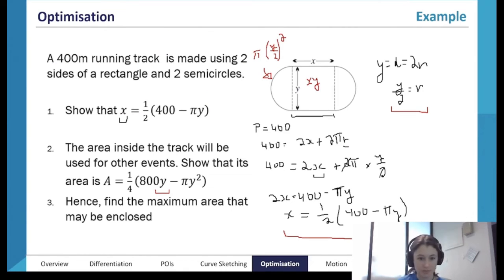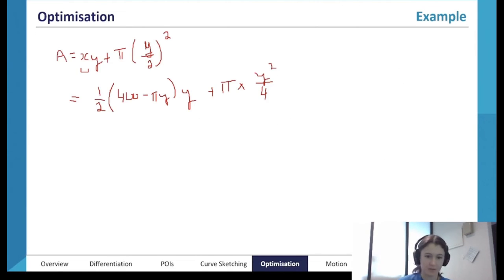So this is everything we've got now. Now we just need to prove that our area is going to be equal to this form of the equation here. So we just need to rearrange it. So we need to factorize out a quarter, and then we need to simplify everything that we've got in here. So we're going to have a half of 400, which gives us 200. We're going to take this y, and then we're going to have a half of pi y. Again, take that y out, so we're going to have a squared there, and have pi.